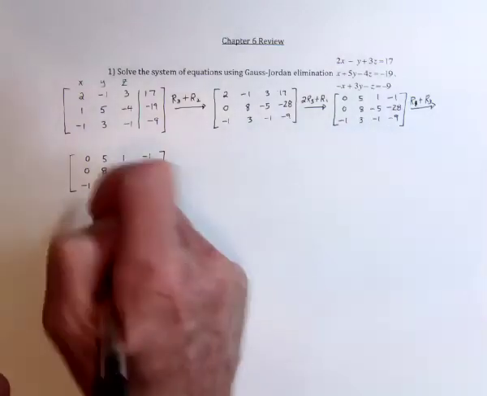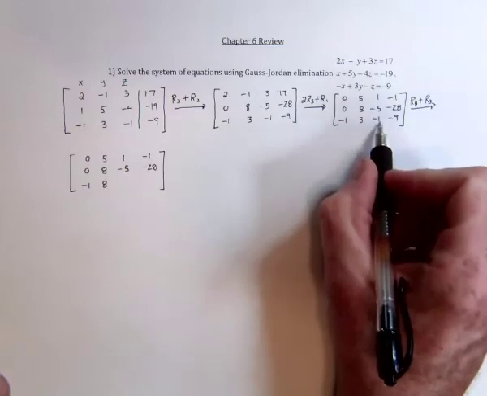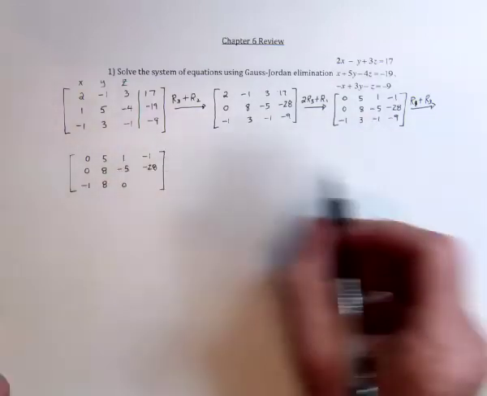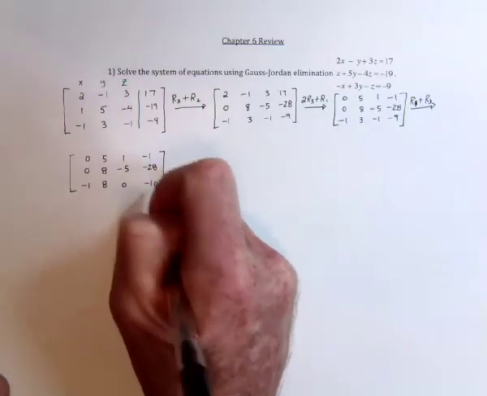And then a 5 added to 3 is an 8. And then this added down here is a 0. And a -1 added to a -9 is -10.